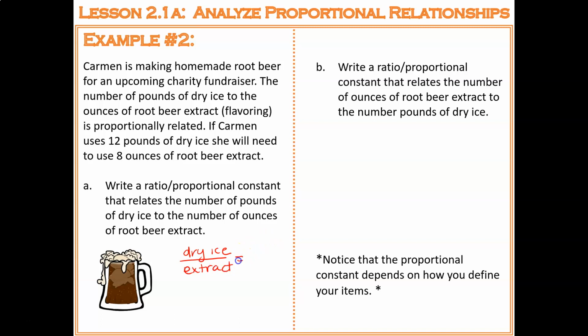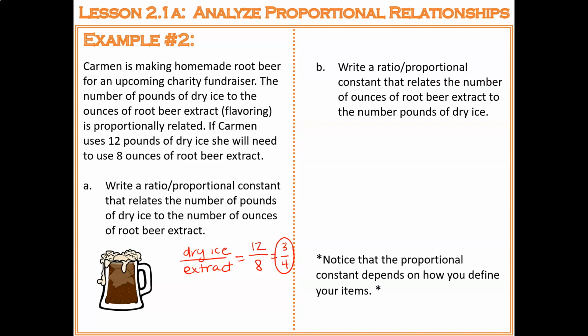So it says we'll need 12 pounds of dry ice to 8 ounces of root beer extract. If you reduce that, we get 3/4. If you divide that by 4, this is the reduced ratio or proportional constant. So B says we're going to flip that upside down.